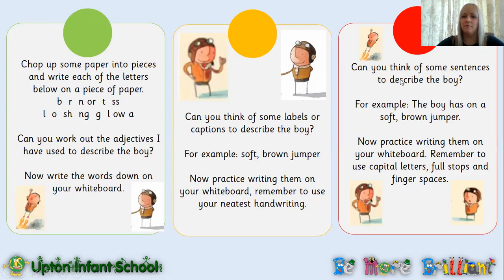And if you want to have a go at the red task today, I would like you to have a go at writing some sentences to describe the boy. So you could write something like, the boy has a soft brown jumper. Now, if you're writing sentences, we need to remember capital letters, full stops, and finger spaces.